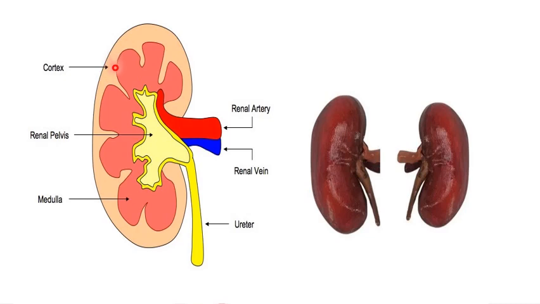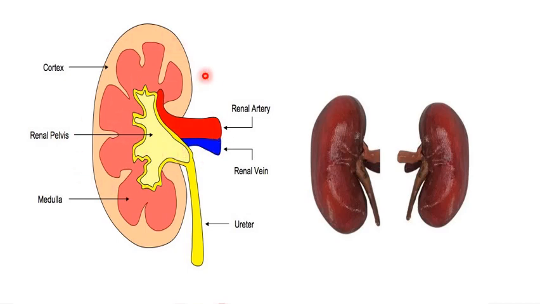Next we have the renal medulla. This part is called the renal medulla, which is the inner layer. And lastly the renal pelvis. You can see, this particular part is called the renal pelvis. What is the function of this renal pelvis? It usually carries the urine from the kidney to the ureter. That is the major function of the renal pelvis.